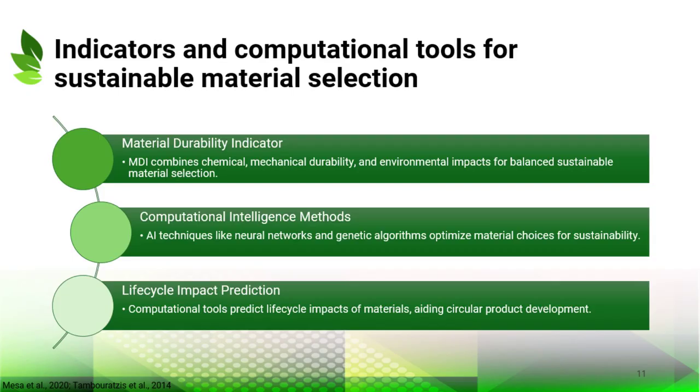The use of indicators and computational tools is essential for making informed, sustainable material choices in modular product design. The Material Durability Indicator, or MDI, combines chemical and mechanical durability with environmental impacts, providing a balanced and holistic framework for selecting materials that will last and have a lower environmental footprint. Advanced computational intelligence methods, such as neural networks and genetic algorithms, help designers optimize material choices by identifying properties that minimize environmental harm while maximizing sustainability.